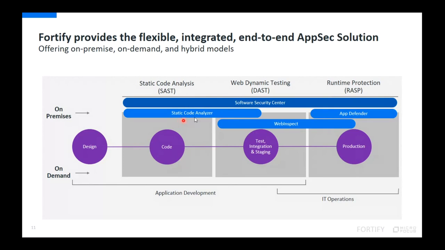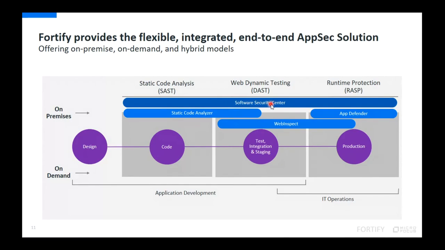At each level, we have a different Fortify product. For source code level, we have Source Code Analyzer. For the testing level, we have Fortify WebInspect. For production, to monitor the applications in production, we have the third module called Fortify App Defender. These are the three major products that we have.